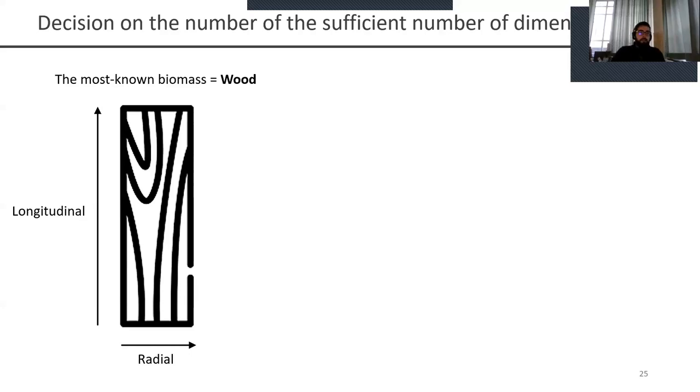The most known biomass is wood, so it should be the simplest material to model, and it's not. If we obtain the cylinders from the same tree, the composition of the biomass shouldn't be that different. So it's kind of homogeneous, and we can rely on that. But wood has two crucial dimensions, longitudinal and radial, in which it has different properties in terms of permeability or thermal conductivity.